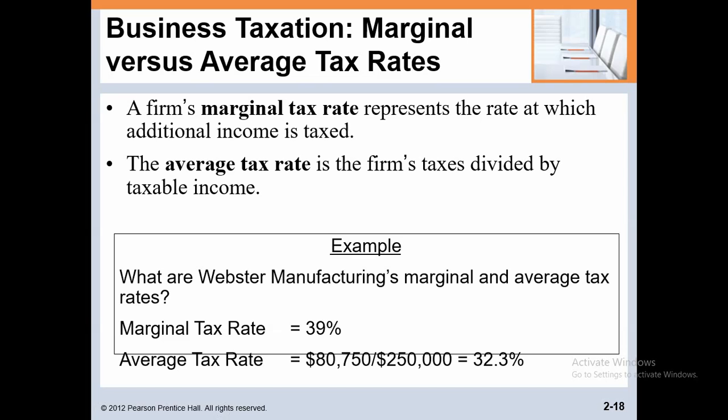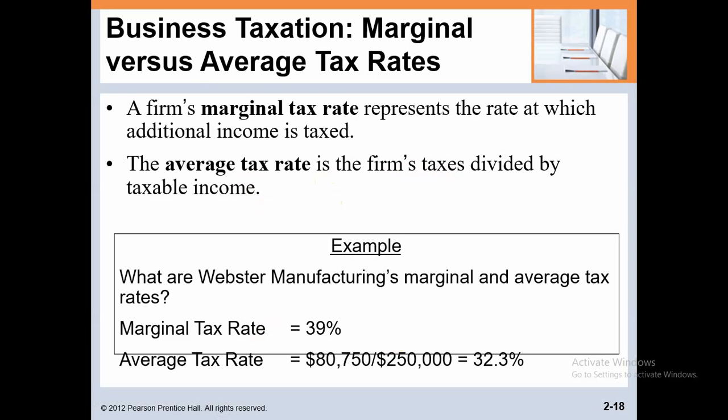Over time, businesses grow, and their income also grows with the passage of time. So the marginal tax rate divides the income into different slots, different bands. With the passage of time, when every additional dollar increases the income, it will ultimately be taxed at a different marginal rate. The average tax rate is the firm's taxes divided by the taxable income.